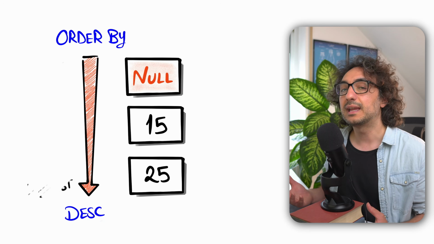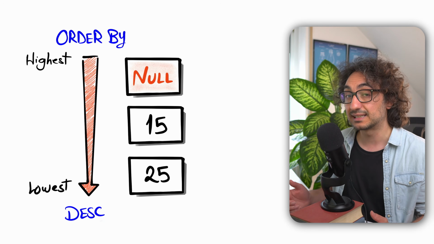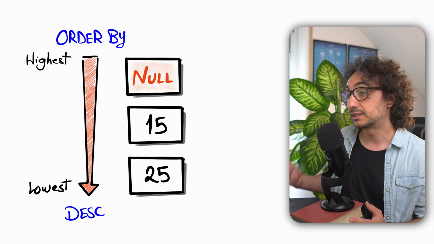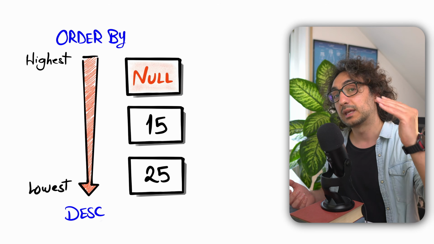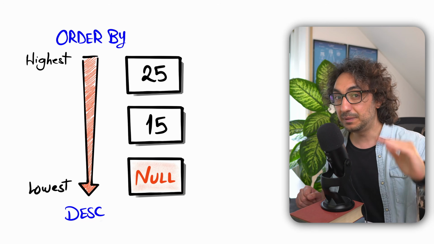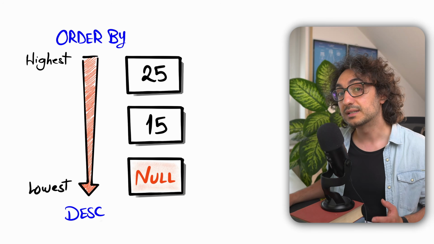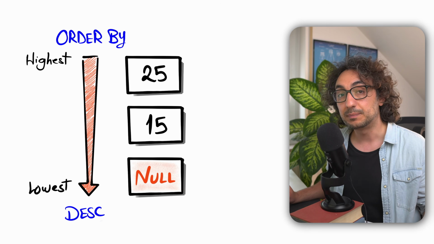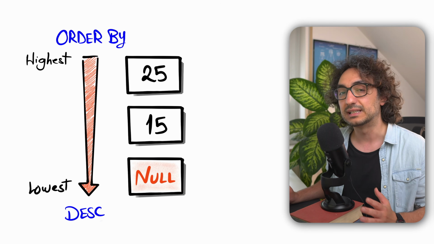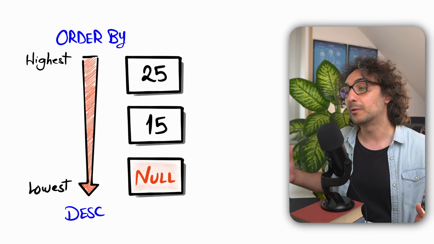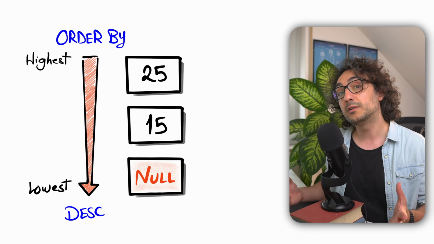Now if you are doing the exact opposite, where you are sorting the data from the highest to the lowest using descending, SQL is gonna sort it like this. We're gonna have 25, then 15, and the last thing that's gonna appear in the list is the null. So here SQL is showing the nulls at the end, and that is again not because nulls are the lowest value, it has no value, but SQL does it like this, showing it at the end. So this is how SQL deals with the nulls if you are sorting the data.